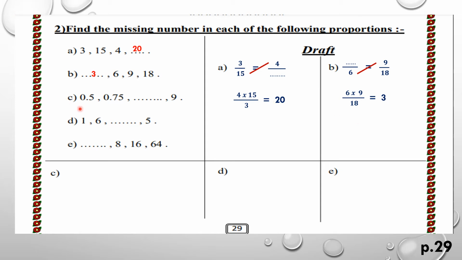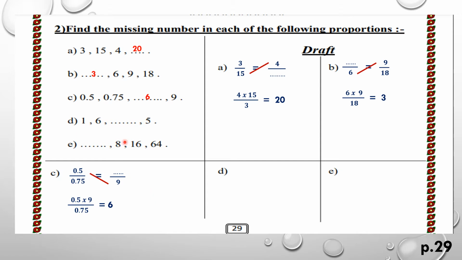Letter C, 0.5 and 0.75, dots and 9. Let's put it in the form of a fraction. By order, 0.5 over 0.75 equals dots over 9. Now, where is the completed cross? 0.5 and 9. So to find the missing term, we are going to make 0.5 times 9 over 0.75, which is equal to 6.